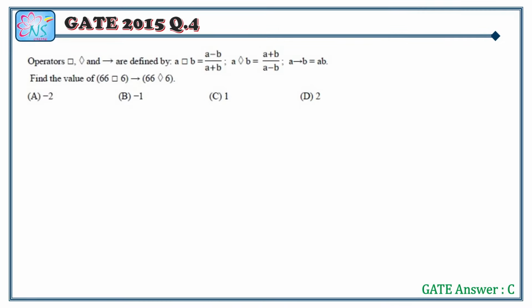Okay, so our first question is: operators with square, diamond and arrow symbols are defined as follows. A square B is equal to (A minus B) divided by (A plus B), the diamond symbol means (A plus B) by (A minus B), and the arrow symbol means simply multiplication. After that, they want us to find the value of (66 square 6) arrow (66 diamond 6). Very easy question, we just have to apply the function of these operators that they have already provided in the question.